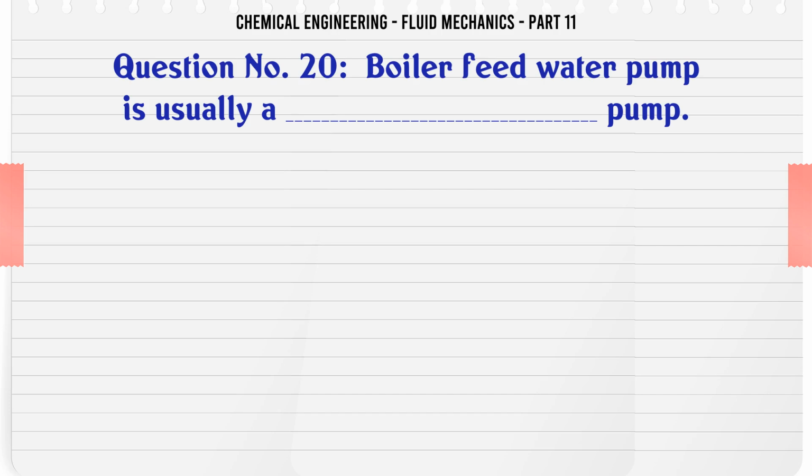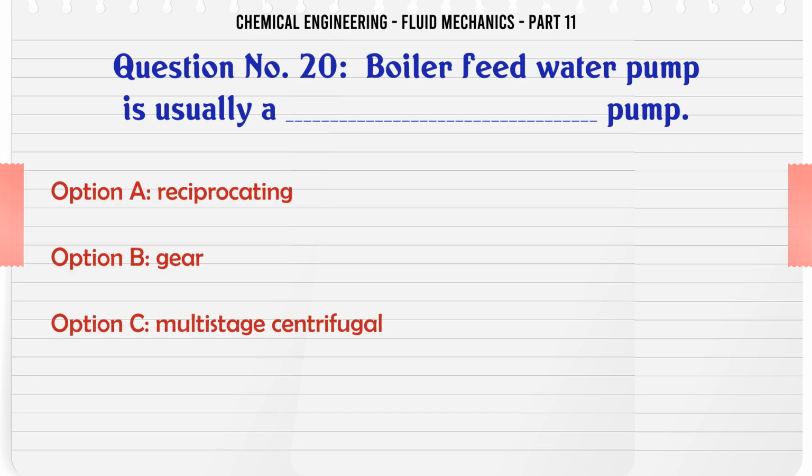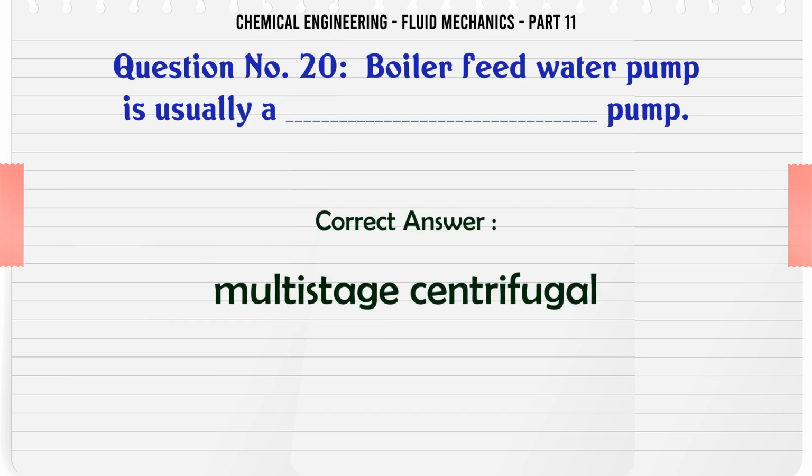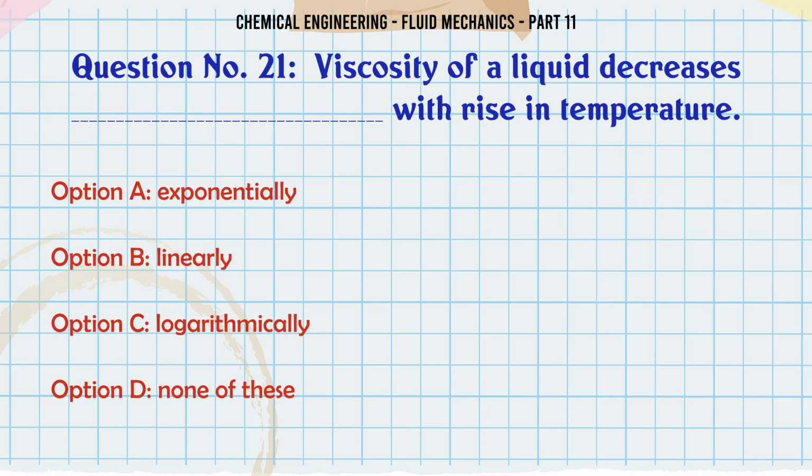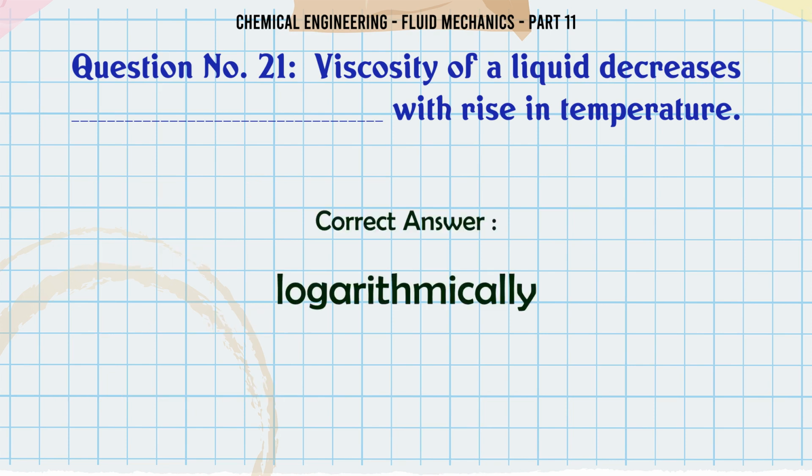Boiler feed water pump is usually a pump: A. reciprocating, B. gear, C. multistage centrifugal, D. diaphragm. The correct answer is multistage centrifugal. Viscosity of a liquid decreases with rise in temperature: A. exponentially, B. linearly, C. logarithmically, D. none of these. The correct answer is logarithmically.